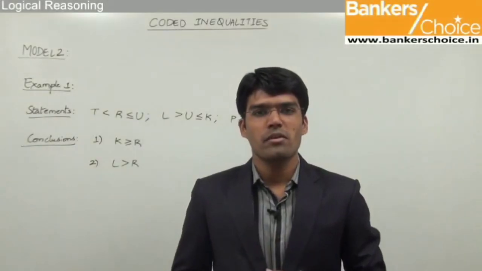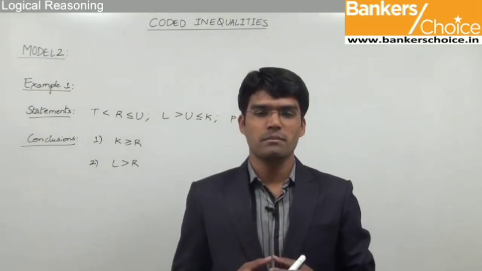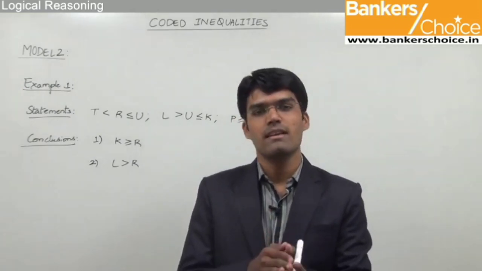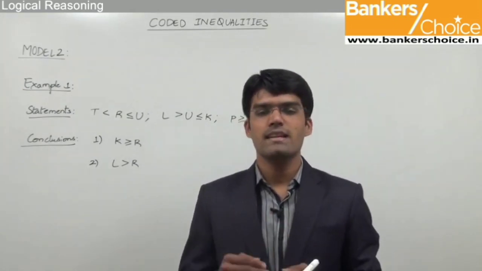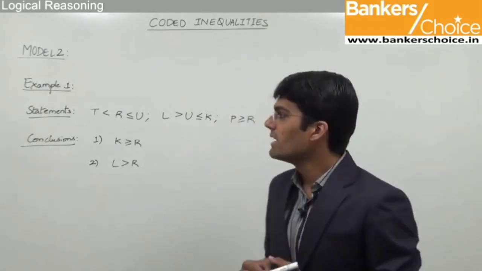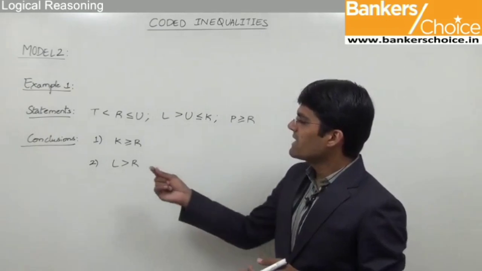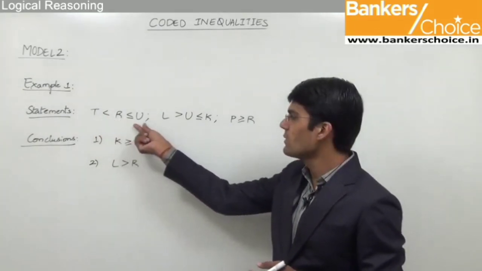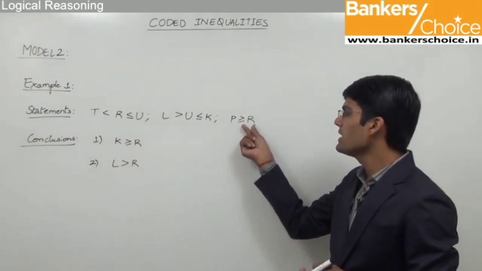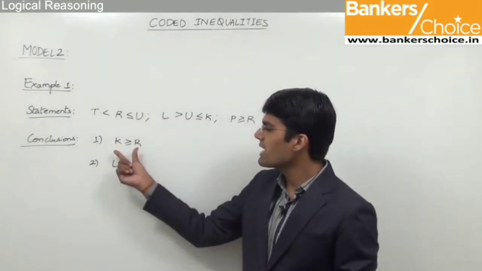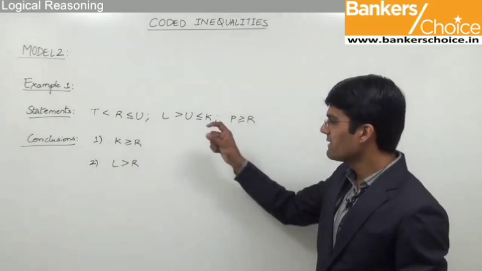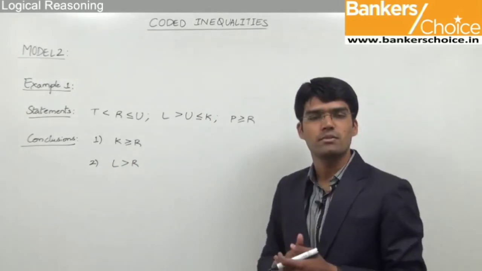Let us now take the second model from coded inequalities, which is comparatively simple when compared to model number 1. Here we are not given different symbols for each of the inequalities. Instead, the statements are directly given to us and we just need to check which of the conclusions are true. So the first example here is the given statements are t less than r less than or equal to u. The second one is l greater than u less than or equal to k, and the third one is p greater than or equal to r. And the 2 conclusions are k greater than or equal to r, and the second one is l greater than r. So from these statements, we need to find out which of these conclusions are true.